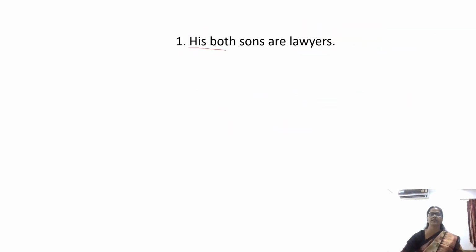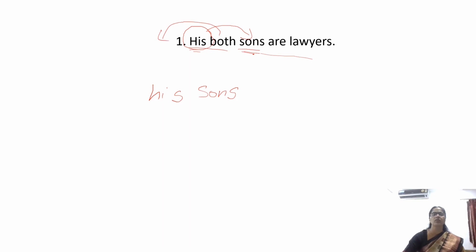His both sons are lawyers. Here, the possessive pronoun his always comes right before the noun it is used for. So here, sons is our noun and the possessive pronoun his should be used right before sons, his sons, right? So both should come before his, both his sons, not his both sons. Both his sons are lawyers.